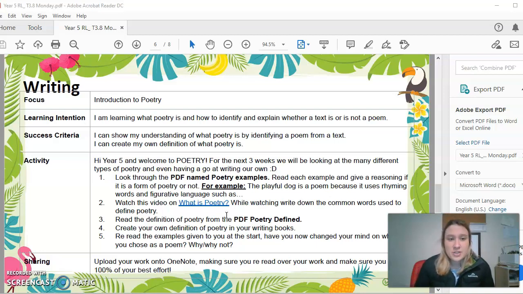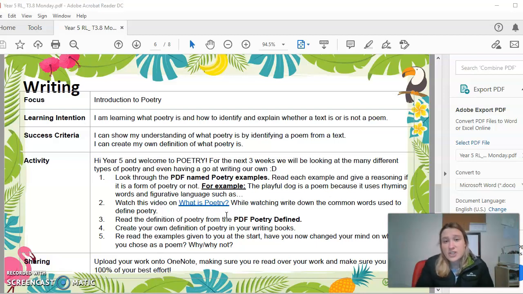You're going to be able to show your understanding of what poetry is by identifying a poem from a text, and you can also create your own definition of what poetry is. It's really important to understand what a definition of poetry is because there are so many different ways to express poems and poetry. So it's super important for you guys to have a bit of an understanding of what poetry is. So this morning you will be looking through the PDF named Poetry Examples.